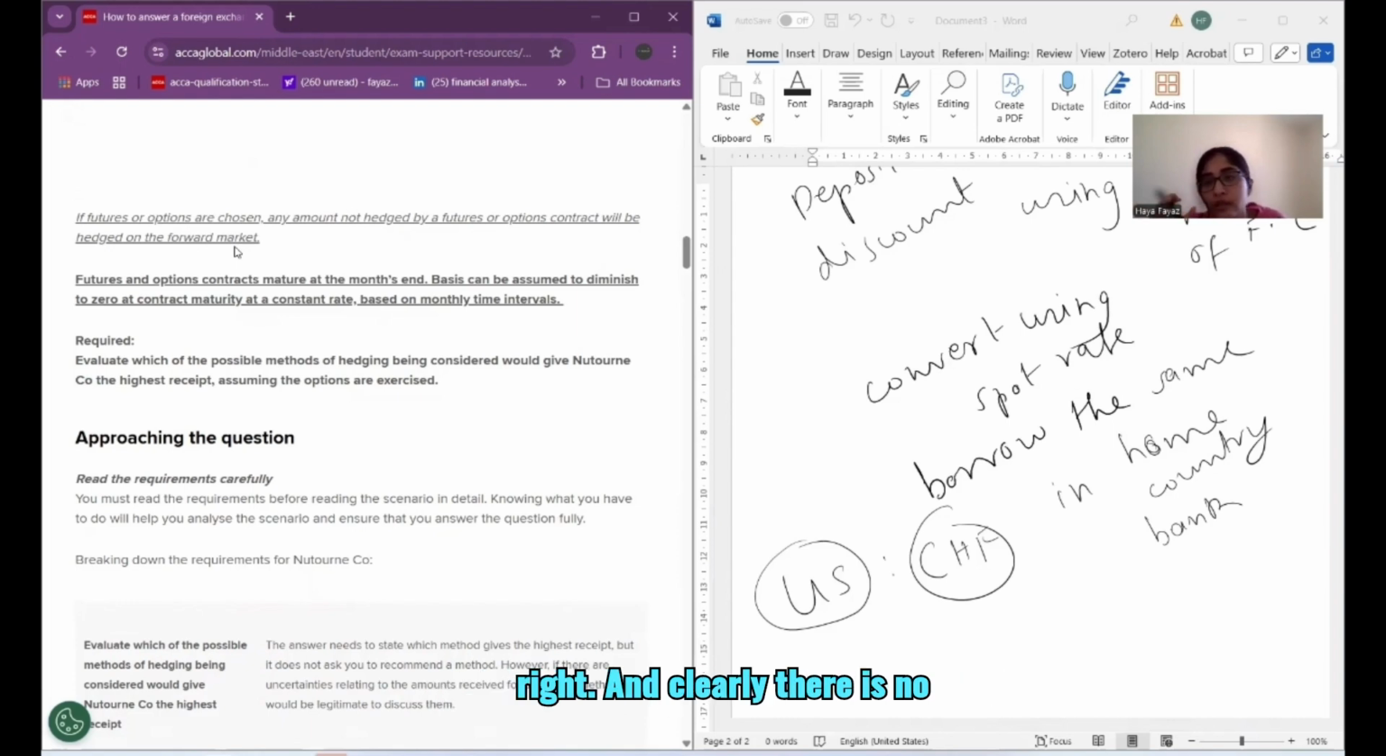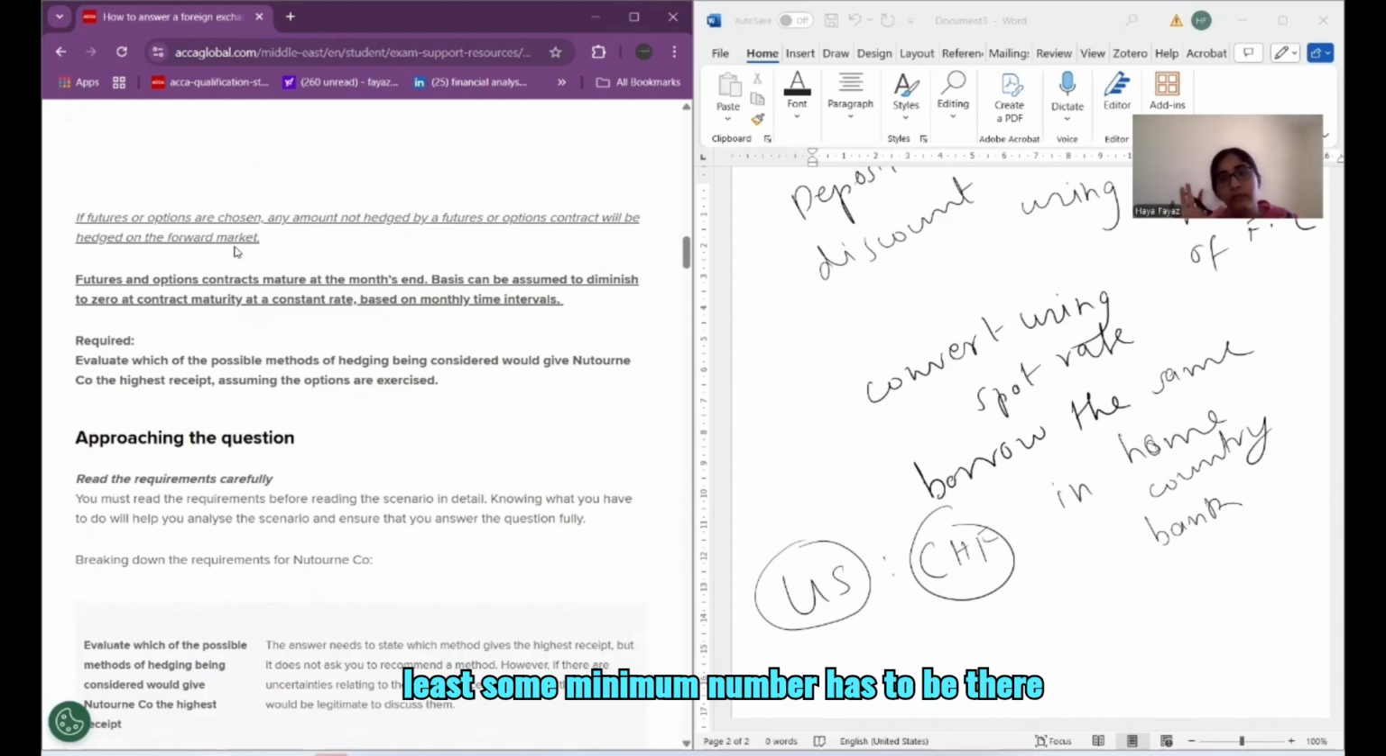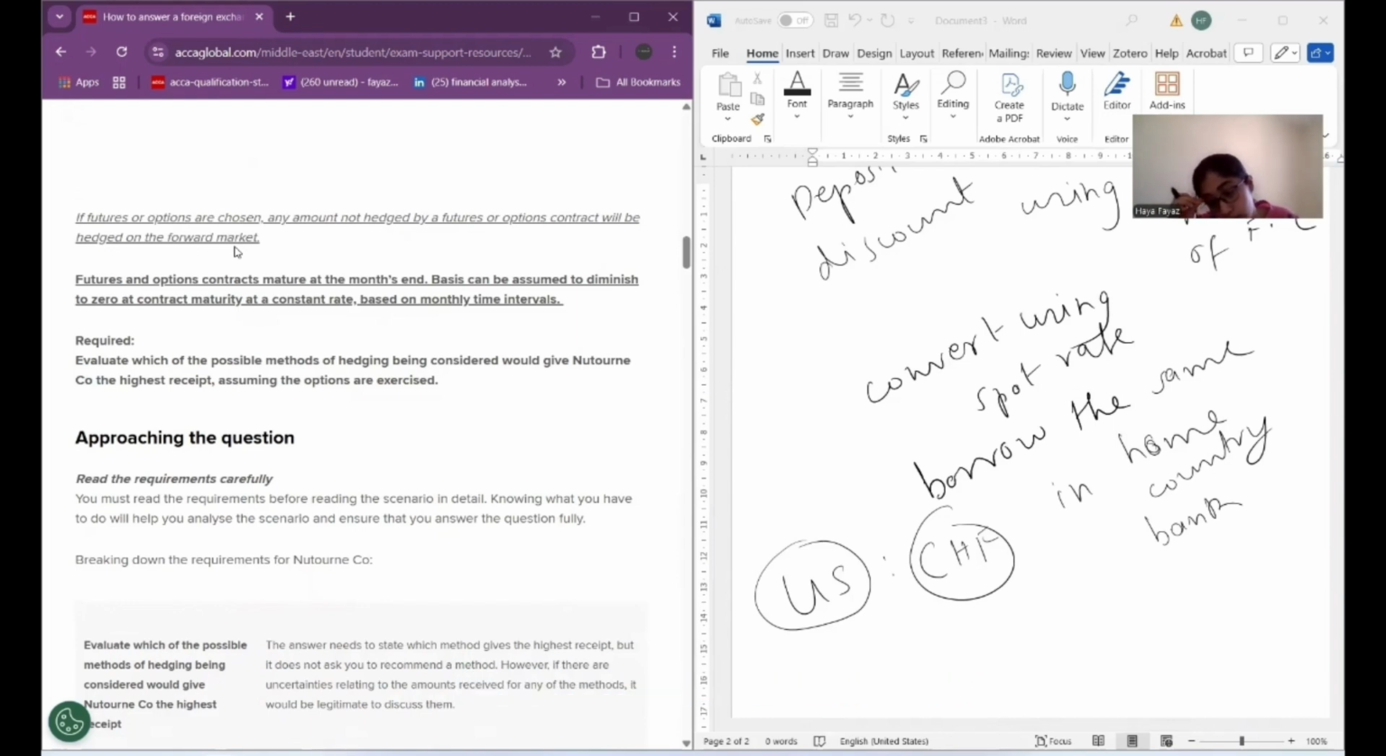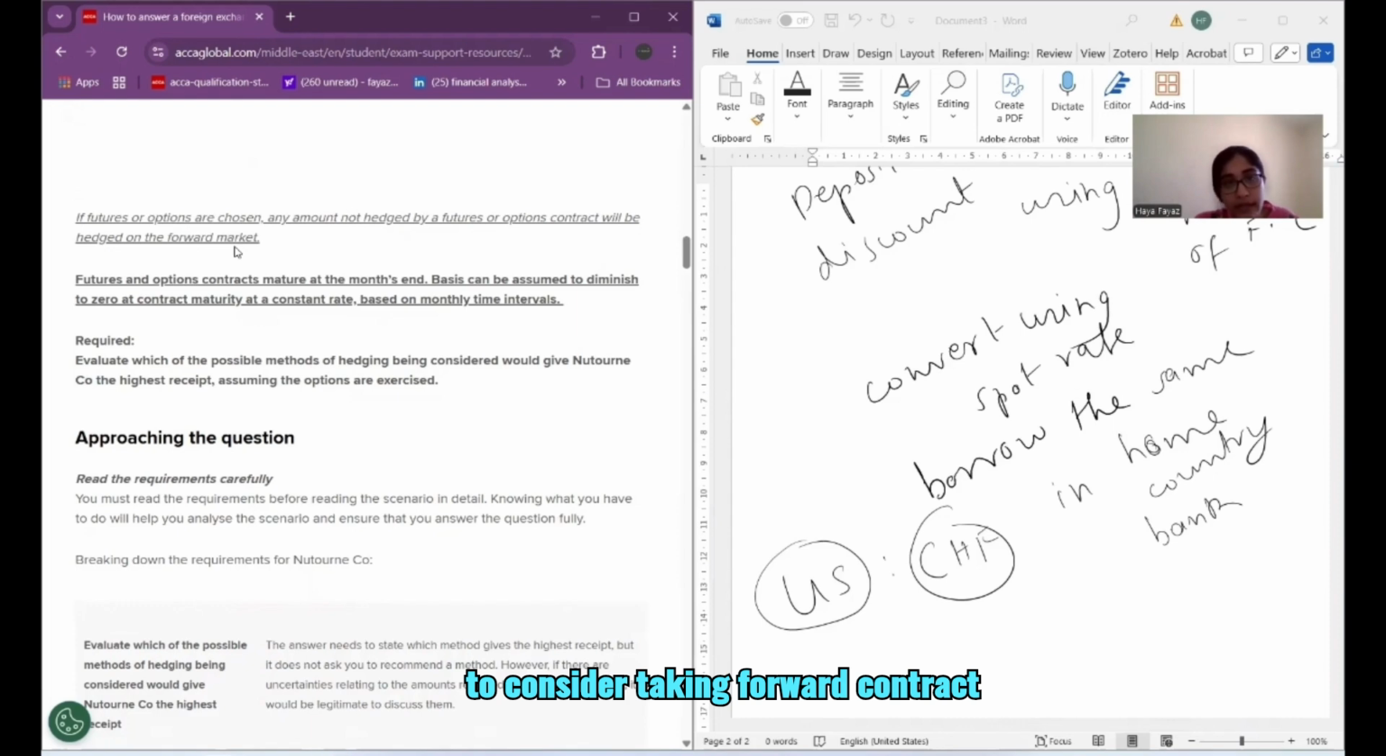And clearly 0.4 cannot be a size of the contract in the futures and options market. There's nothing like that. At least some minimum number has to be there, which is more than one or something. So of course, that time you will have to consider taking a forward contract and merging that with the futures contract or with the options contract, whatever it is. It's very easy, nothing hard. So we'll figure it out now.